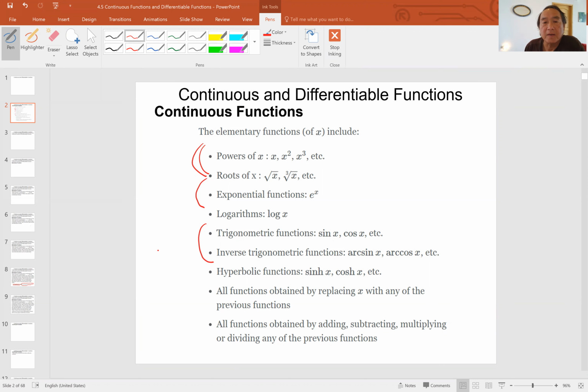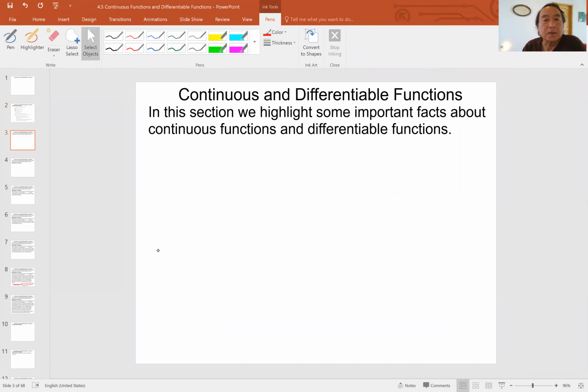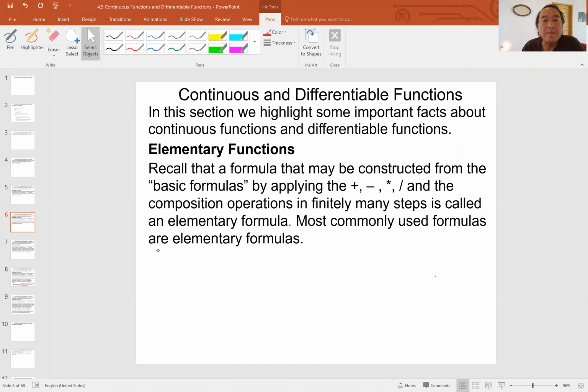These functions behave nicely. Elementary functions are functions obtained by adding, subtracting, multiplying these functions, and compositions, plugging one into another. The consequence of that is elementary functions are continuous in the domain. Wherever they are defined, they are continuous. They're not necessarily differentiable; we will see later.